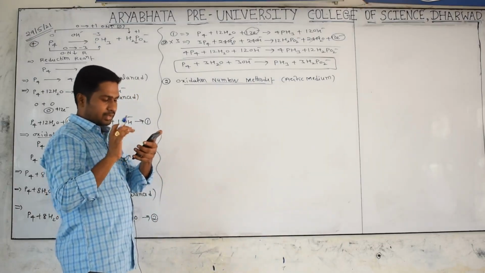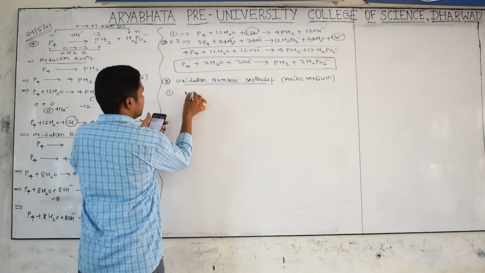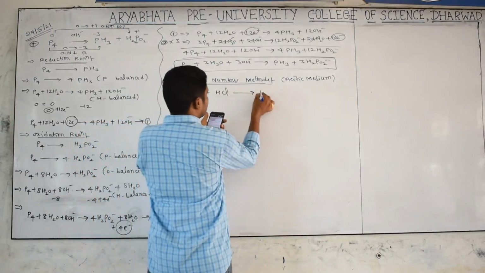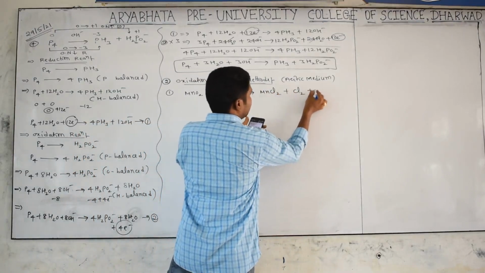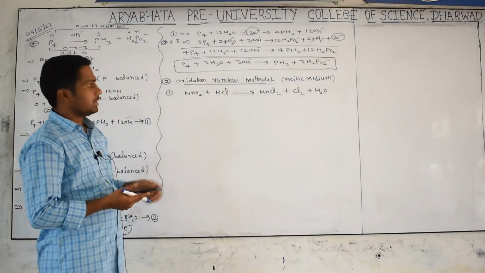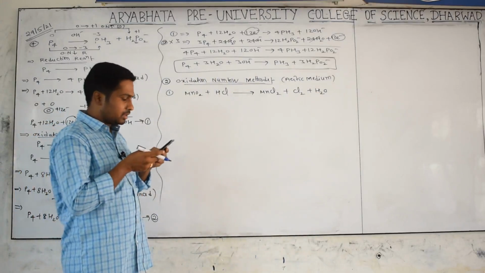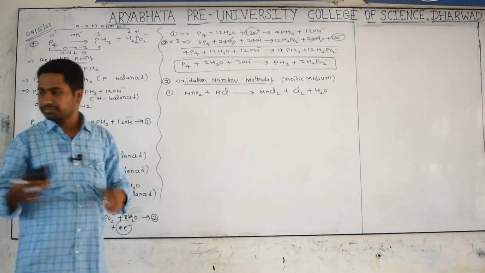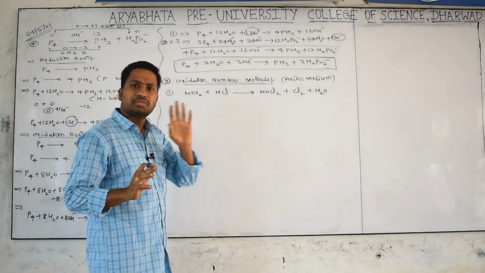I will tell you some examples of how to solve these models. See carefully. For example, he gives the first equation: MnO2 plus HCl gives rise to MnCl2 plus Cl2 plus H2O. The skeletal equation is already given, and he will ask to balance the reaction with respect to the oxidation number method. Oxidation number means we have to find out oxidation numbers very carefully.